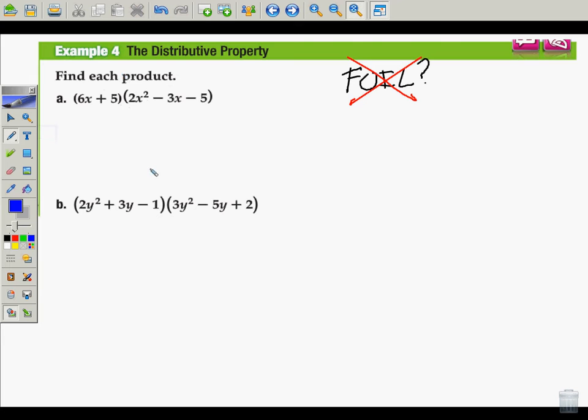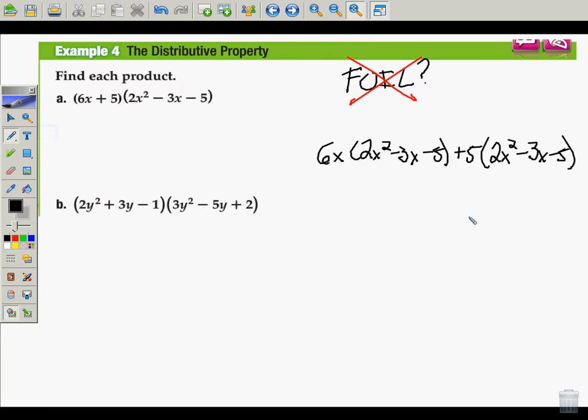A way you can think about this is you've got to basically multiply the first part of the binomial times everything, and the second part of the binomial times everything. And if you really wanted to get into the math of why this works, you could rewrite this as 6x times 2x squared minus 3x minus 5, plus 5 times 2x squared minus 3x minus 5. And then you could distribute each of these and then combine your like terms.